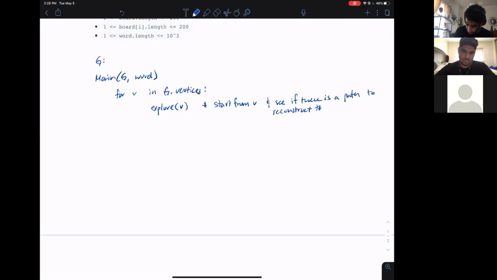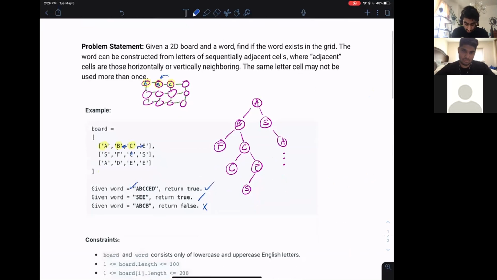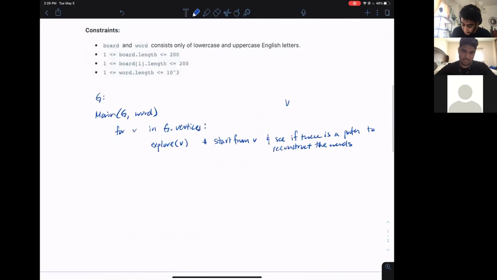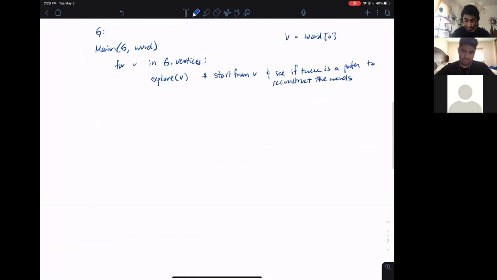And obviously, this suggests that if I look at vertex V, V is like either A or B, or one of these nodes. Vertex V is going to have to be equal to the first index, or the first character, within the word. So that's one thing we're going to keep in the back of our heads when we're actually implementing a solution.